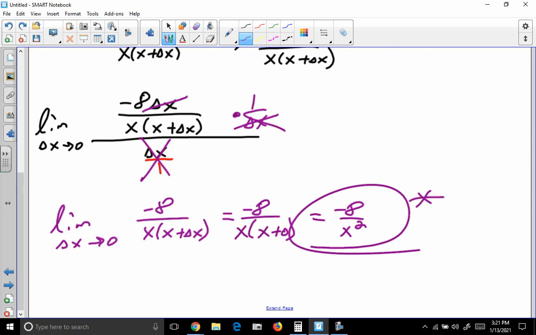So that one was a little bit trickier, but it's important that we differentiate between an x and a delta x, and letting delta x go to 0, not letting x go to 0.